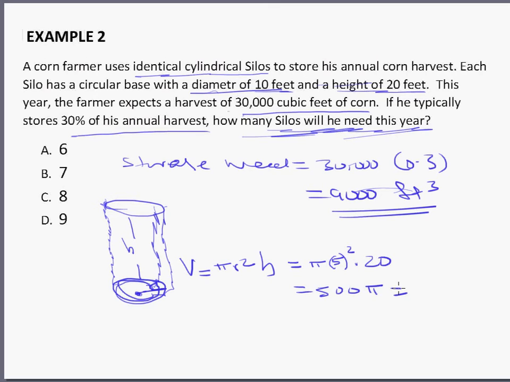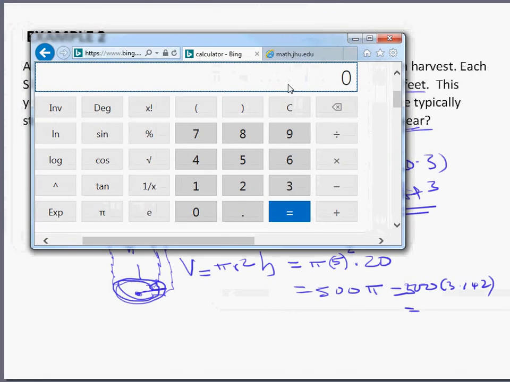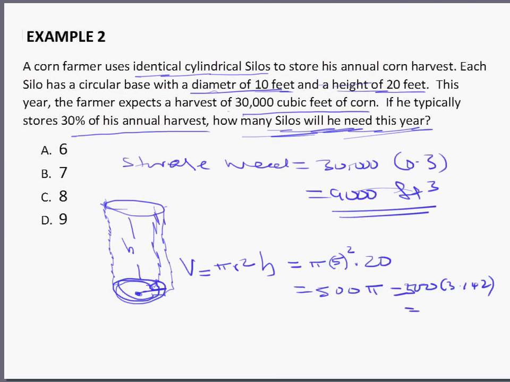So let's calculate this. This is the same thing as 500 times 3.142, which is the value of pi. Let's bring our calculator here and do that. 3.142 times 500 is 1571. So we have that this is equal to 1571 cubic feet.